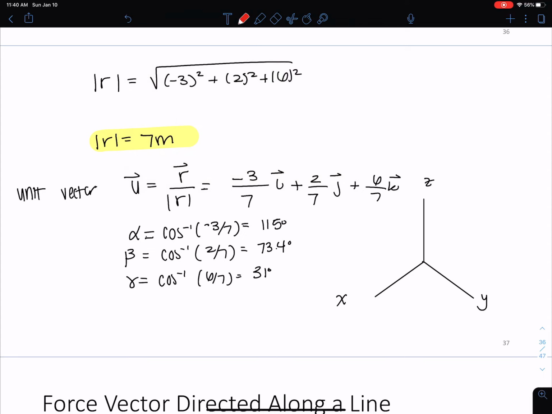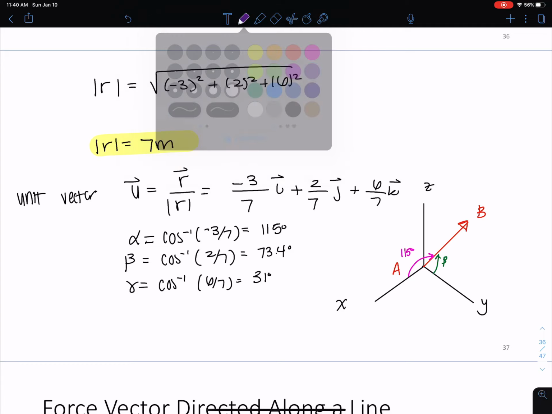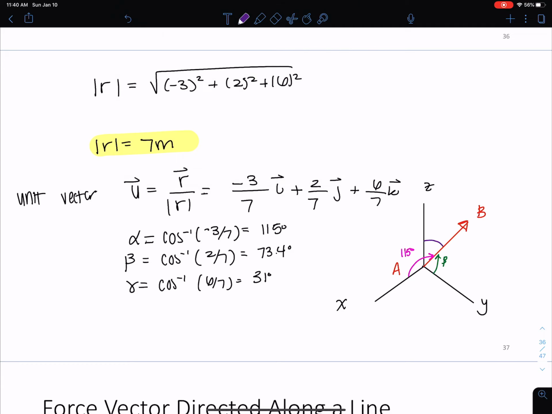what I have is some B and A, and what I'm saying is that this, from the x to it, this is my alpha of 115. Here is my beta. And here is my gamma. Okay.